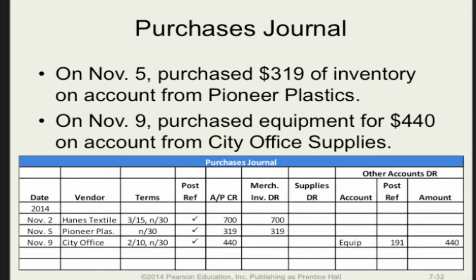On November 5th, $319 of inventory was purchased on account from Pioneer Plastics. We enter $319 in the accounts payable credit column and $319 in the merchandise inventory debit column. On November 9th, $440 of equipment was purchased on account from City Office Supplies. We enter $440 in the accounts payable credit column and $440 in the other accounts debit column.